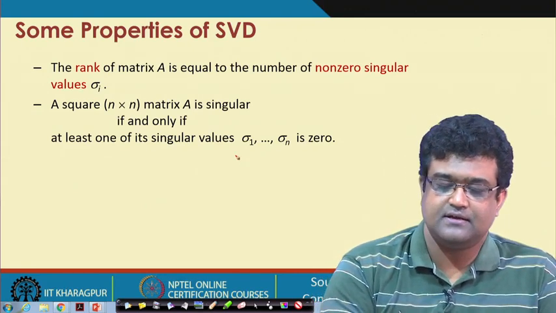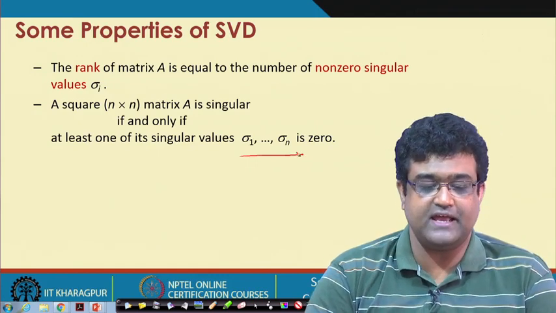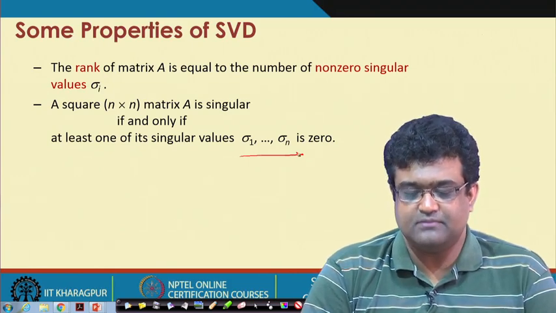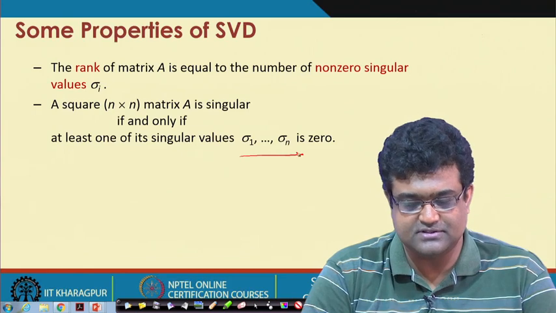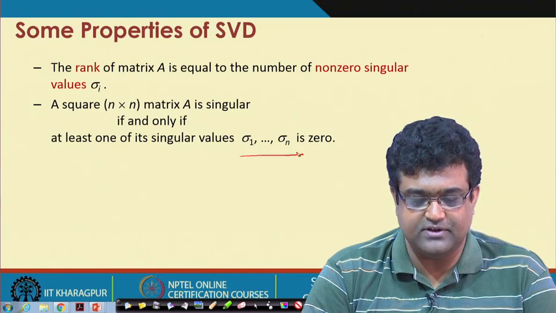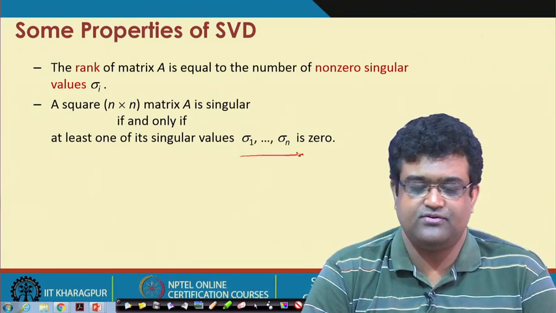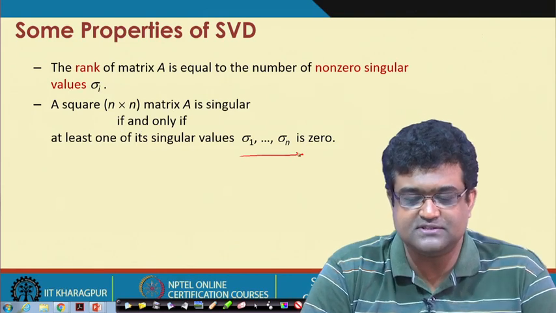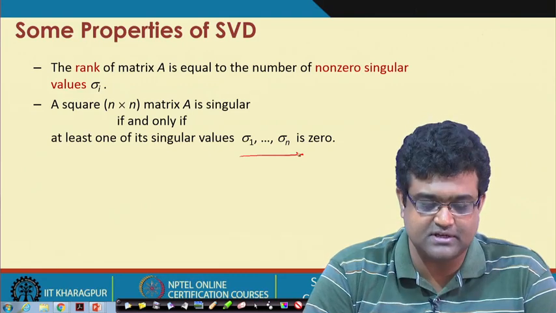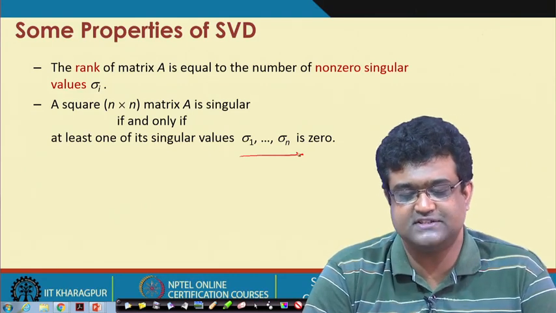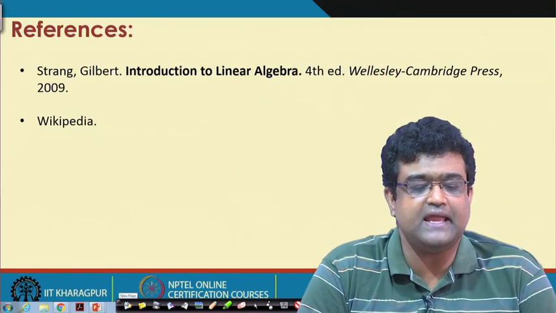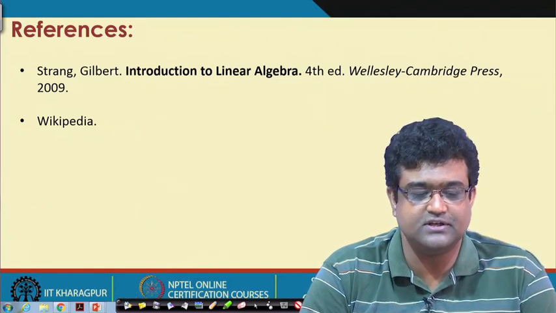For a square matrix A, an n cross n matrix will have sigma 1 till sigma n singular values, and it will be non-singular only if none of the singular values sigma 1 till sigma n is 0. In other words, the matrix will be singular if at least one of the singular values is 0. So, with this we come to an end of this introduction to linear algebra.